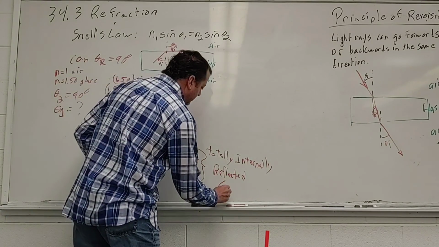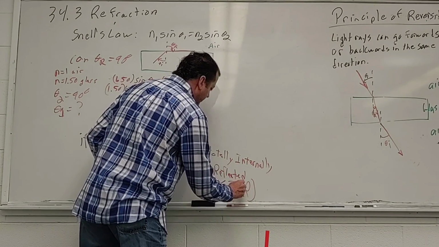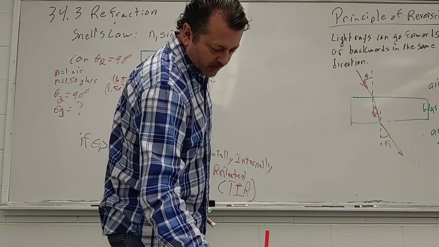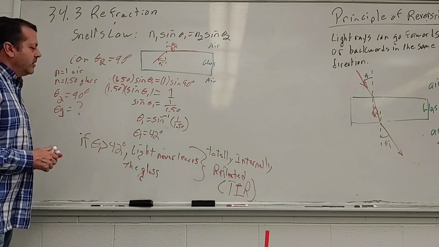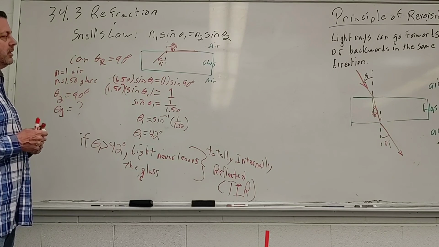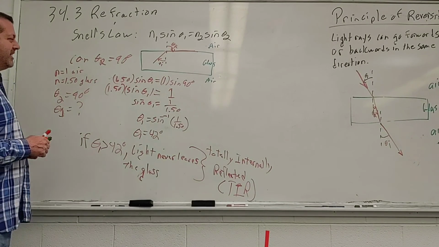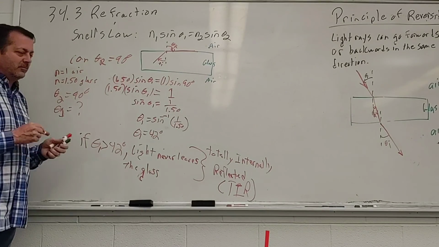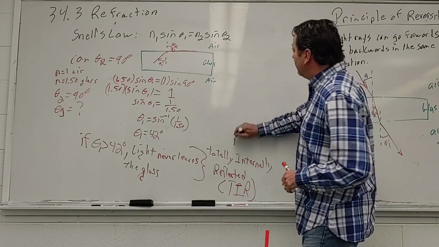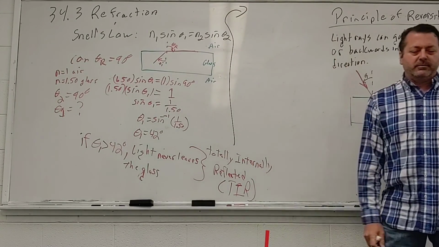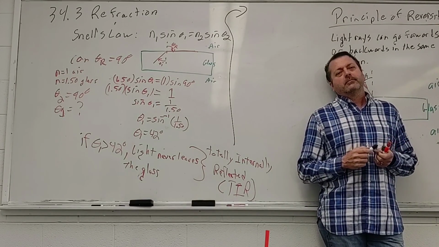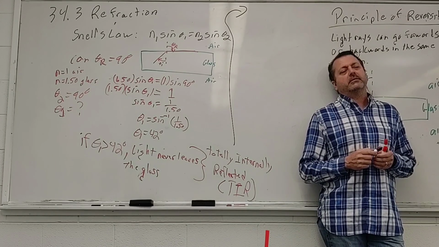This is sometimes known as TIR, for total internal reflection. And this TIR is very helpful, something we use a lot for the internet. How is total internal reflection very helpful? Something we use for the internet. Anybody? Anybody want to guess?